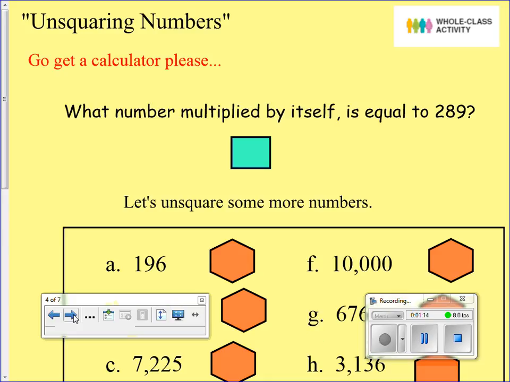I want you to go ahead and grab a calculator now. And I want you to unsquare these numbers. First of all, let's go ahead and unsquare the number 16. We're going to unsquare this. So we're going to find out what numbers times each other equal 16.